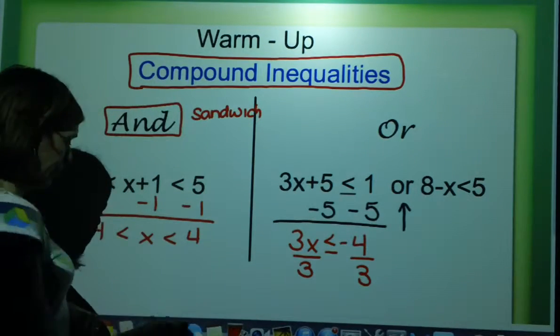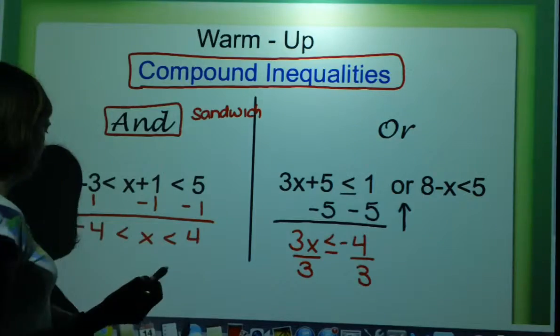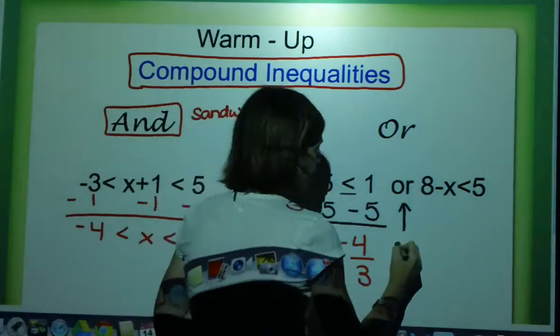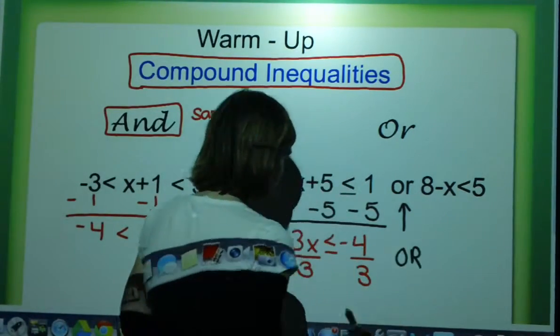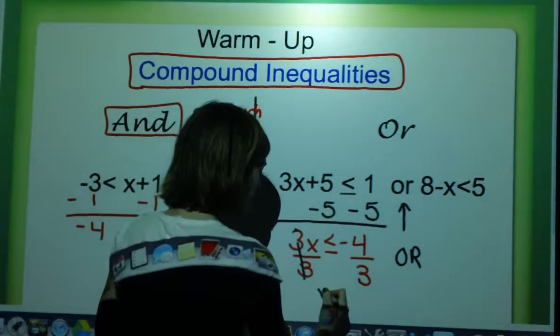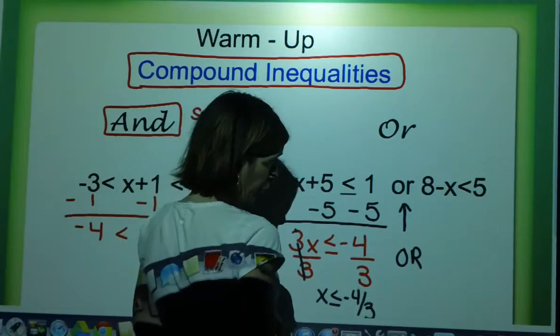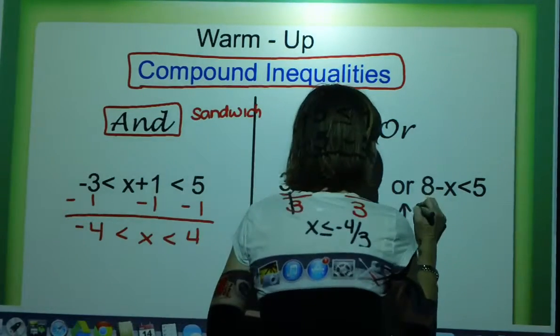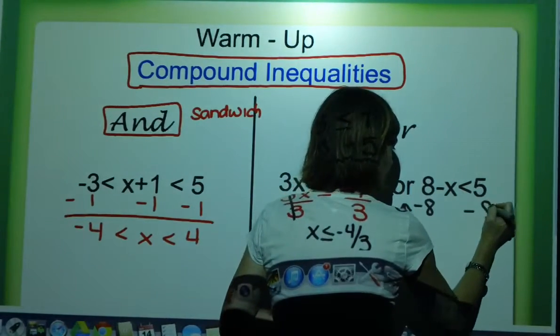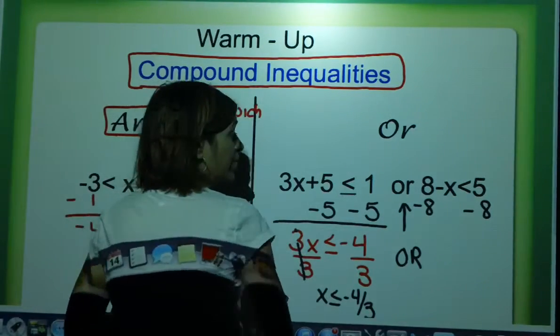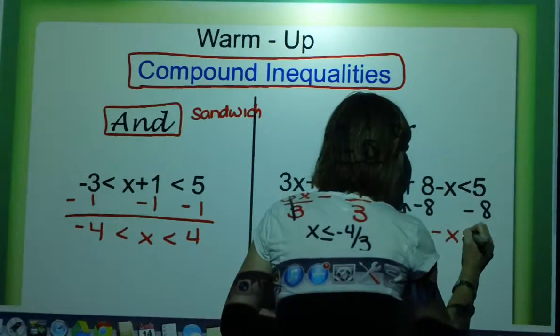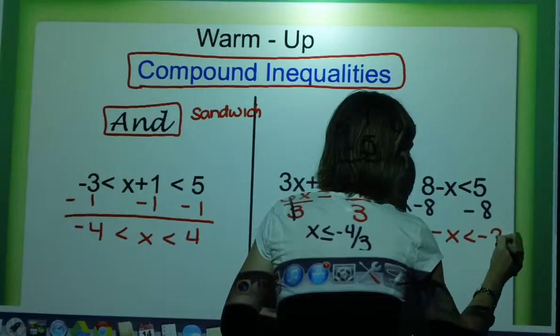Okay, all right, then we go to the other equation. We don't want to forget that or has got to be part of my answer. So here we have x is less than or equal to -4/3 or -1 1/3. Or we subtract 8 on both sides, isolating our variable, and we get -x is less than -3.